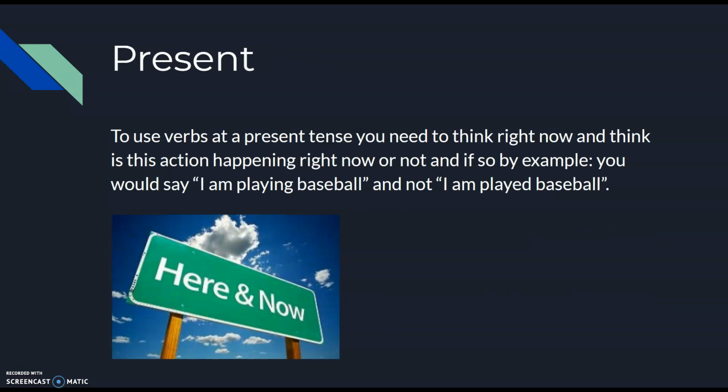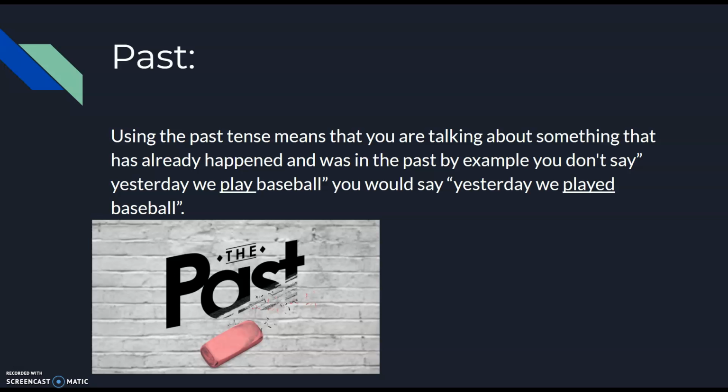Present. Present is to use verbs that are present tense. You need to think right now, and think, is this action happening right now or not? And if so, for example, you would say I am playing baseball and not I am played baseball, because played is the past tense and we are not using that. We are using the present tense, which is I am playing baseball. Using the past tense means that you are talking about something that has already happened and was in the past. For example, you don't say yesterday we play baseball, because that's inferring that it happened in the present. But you said yesterday, so that means it's in the past. You would say yesterday we played baseball.